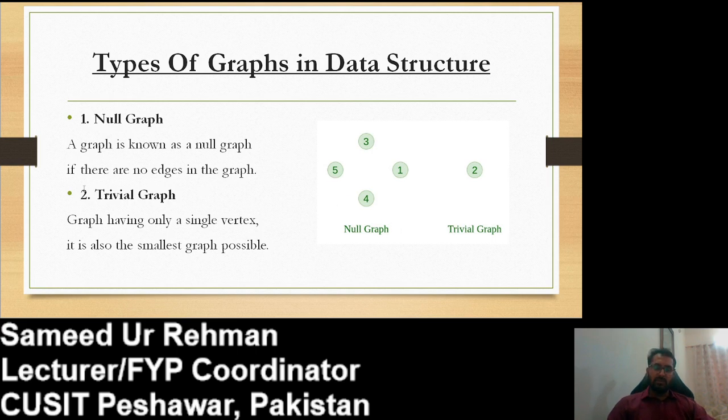The next one is the trivial graph. A graph that only has a single vertex, meaning a graph having a single node. It is also known as the smallest graph. The number of edges can be a loop on itself. So there is a key difference between these two. A null graph has zero edges, while a trivial graph has at least one node, a single vertex.